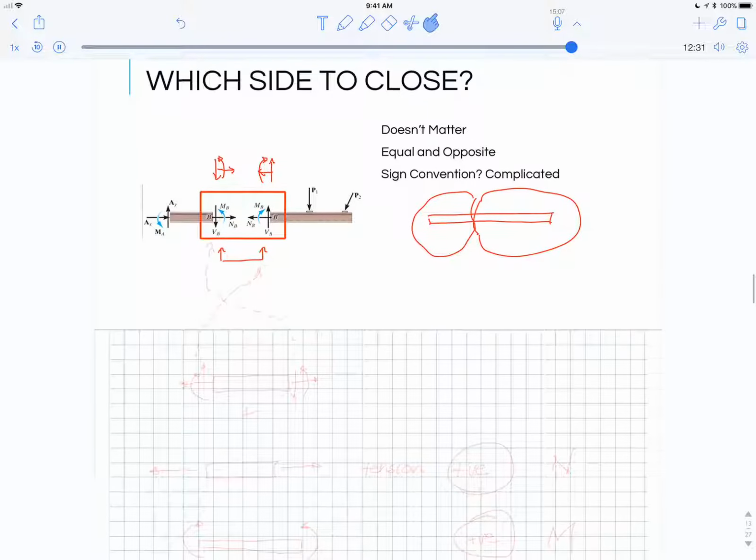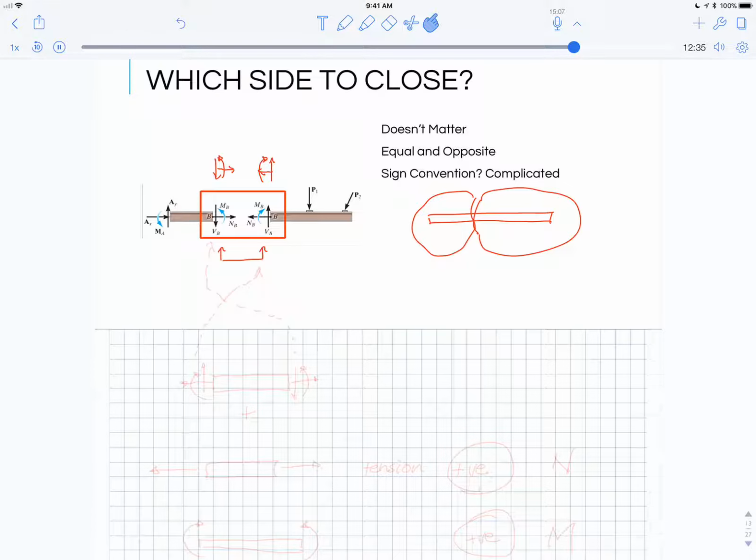The reason the sign convention is complicated is that it depends on which side of the cut you are. These are all positive, shown in the picture above, and it's kind of weird. So what I'm going to do to show you the positive sign convention is draw a piece like this, and I'm going to draw shear, axial, and moment on one side, and shear, axial, and moment on the other side, and these are all positive. I'll explain them in a little bit.